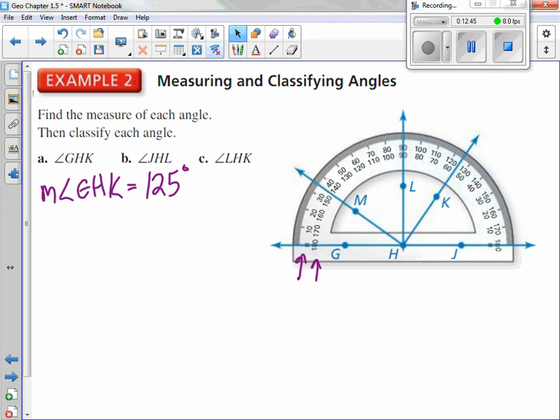Questions on the first one? We go with the first one? Yes? The measure of angle JHL. Yes? So JHL is straight up, so that is 90 degrees.